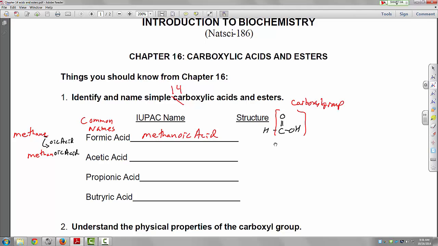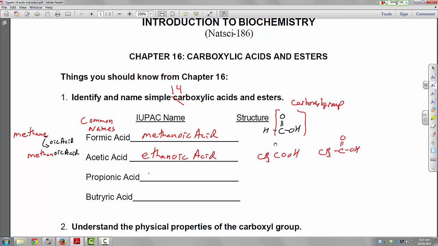Acetic acid, 2 carbon acid, would be ethanoic acid. Ethane is the 2 carbon alkane. We drop the E, add oic acid, ethanoic acid. Structure here, you can draw it in a slightly different way. You might see it drawn like this. If I draw it as I did the other one, it'll look like that.